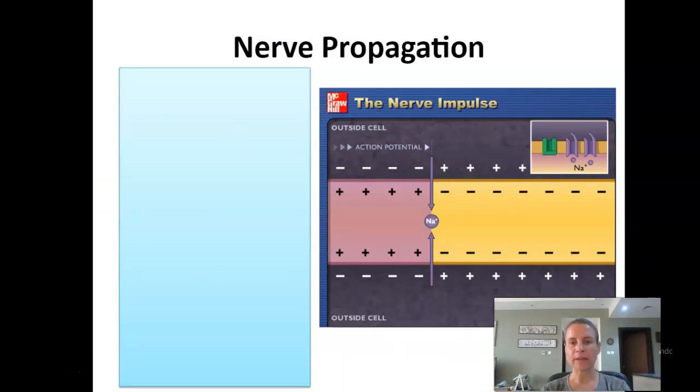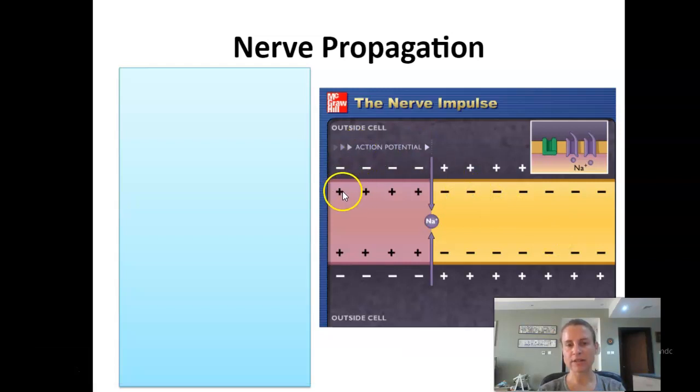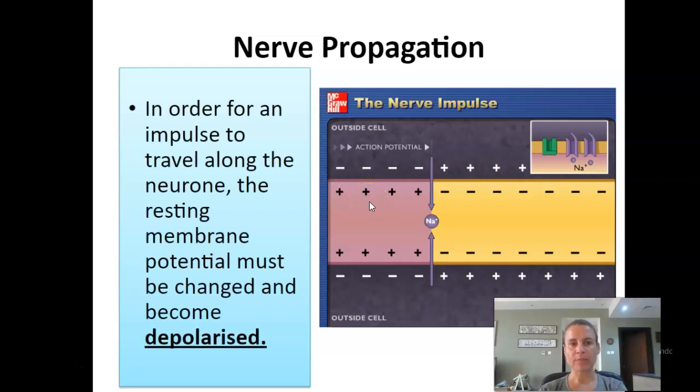So what happens when an impulse actually travels down? As you can see from the image, this inside section that was polarized was negative. Where this action potential or impulse is traveling, the inside of the cell has become positive. So in order for an impulse to travel along the neuron, the resting membrane potential must be changed and become depolarized.